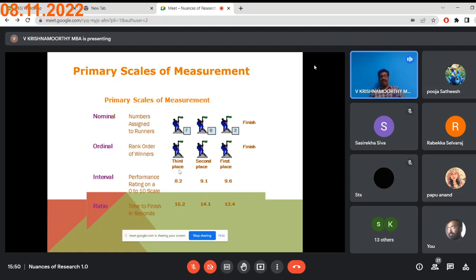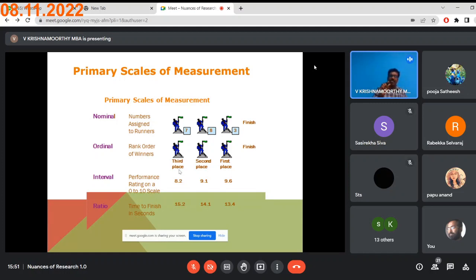What is ordinal scale? Ordinal scale means there must be an order. For example, students' marks. Sometimes one student might secure 100 marks, and he may be ranked as number 1. Another student might secure 80 marks, and he will be ranked as number 2. Another student might secure 50 marks, and he may be ranked as number 3. This is an example of ordinal scale.